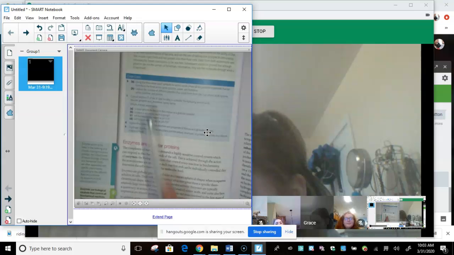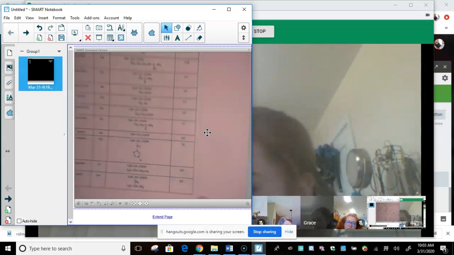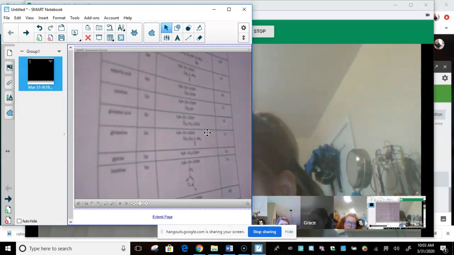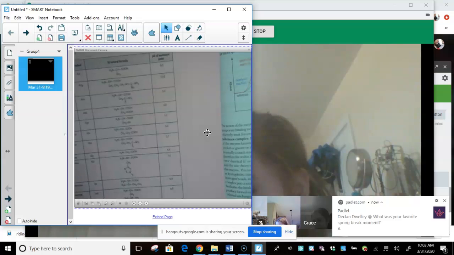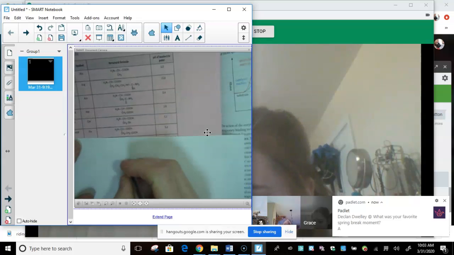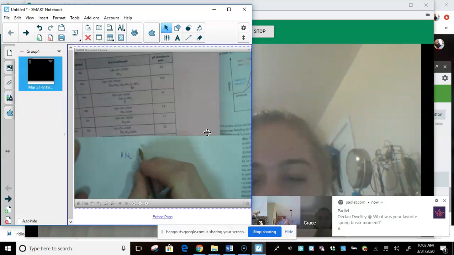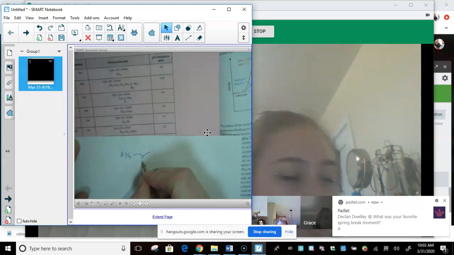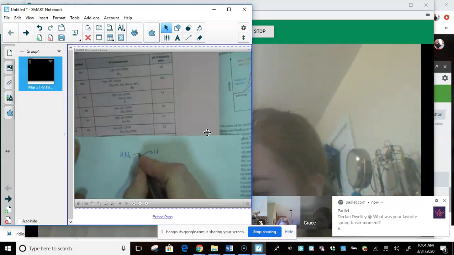So now we're going to look at glutamic acid. All right, another sheet of paper. Glutamic acid is right here. Well, I guess I'll just write the other parts.